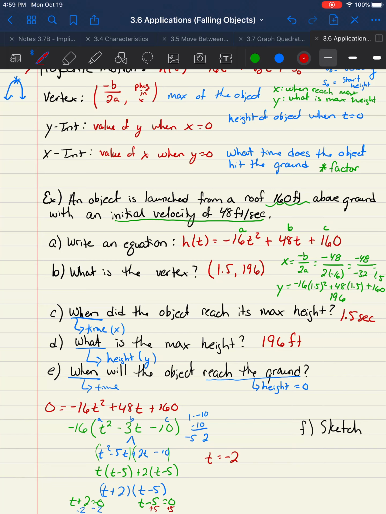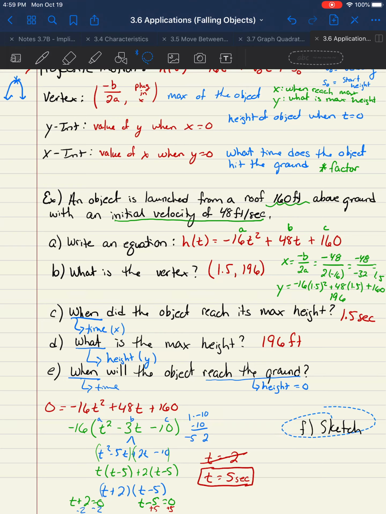What do we do with our factors to get our solutions? We set each one equal to 0, and we solve them separately. So we end up with t equals -2 and t equals 5. But you have to think about this a little bit.